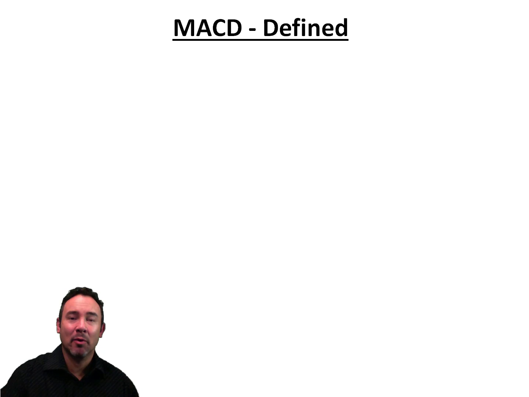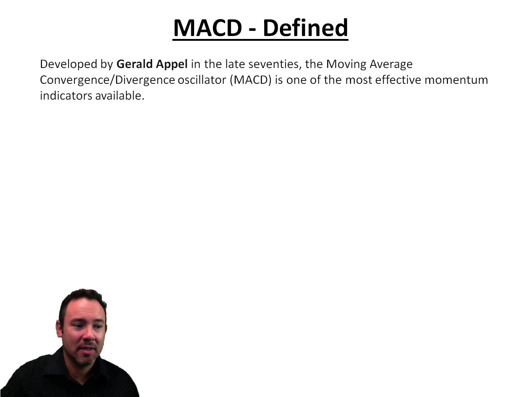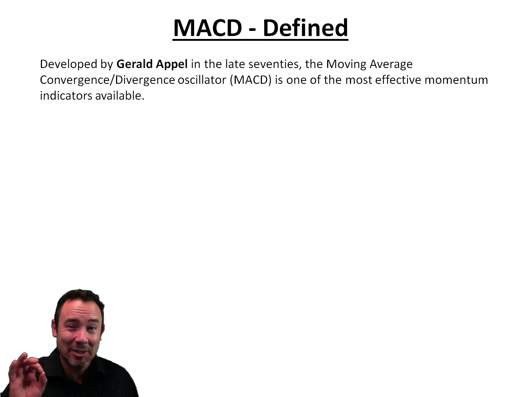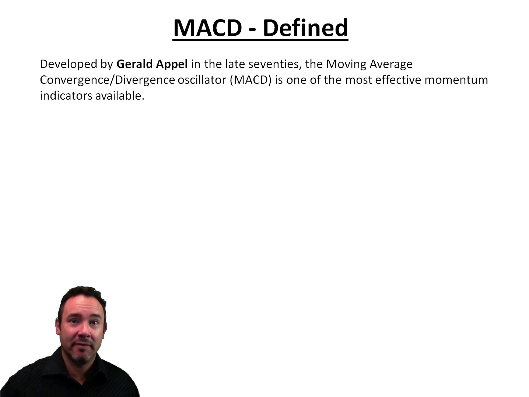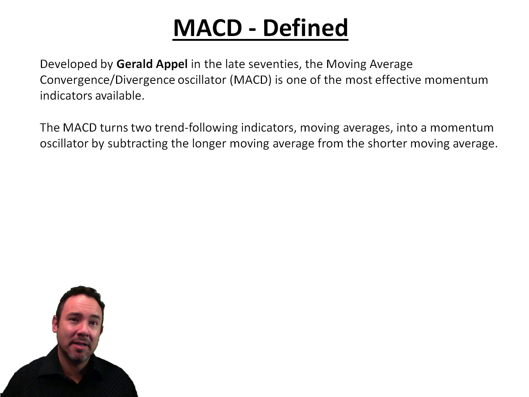MACD defined. Number one, what is the MACD? What does it mean? How does it work? First of all, I want to give you just a little bit of history on it. The MACD was developed by Gerald Appel in the late 1970s. The Moving Average Convergence Divergence Oscillator, or MACD, is one of the most effective momentum indicators available. What's cool about it is the MACD turns two trend-following indicators, the moving averages, into a momentum oscillator by subtracting the longer moving average from the shorter moving average.